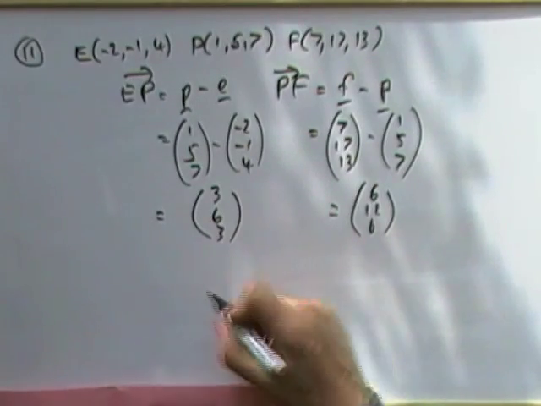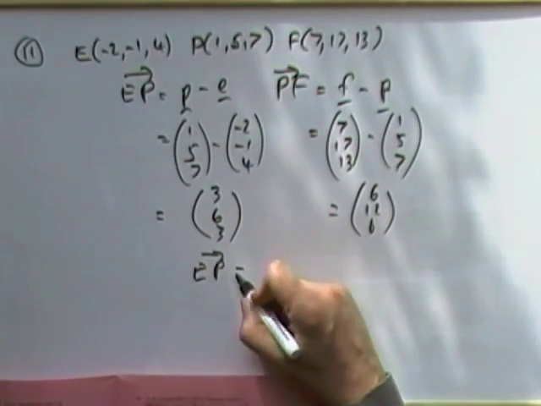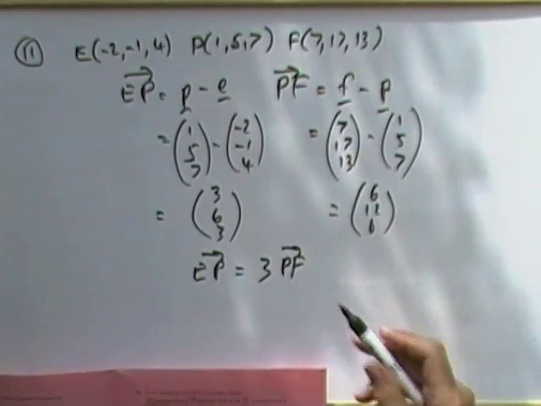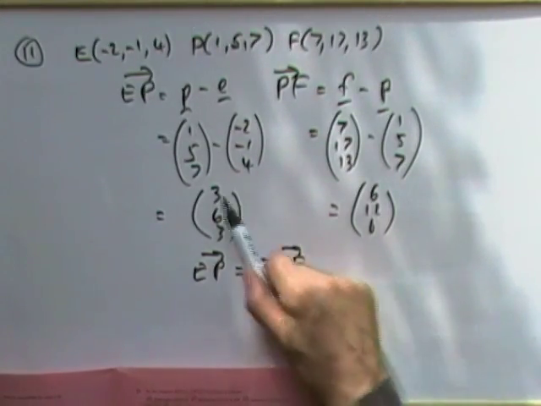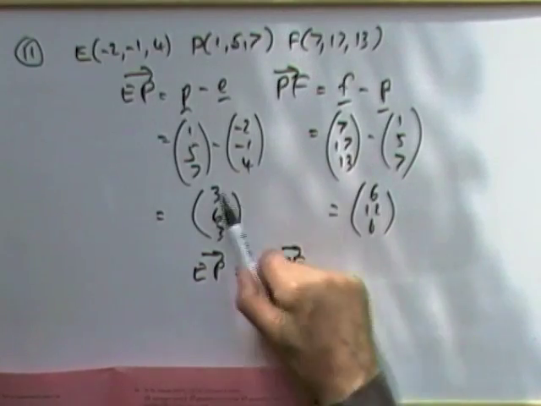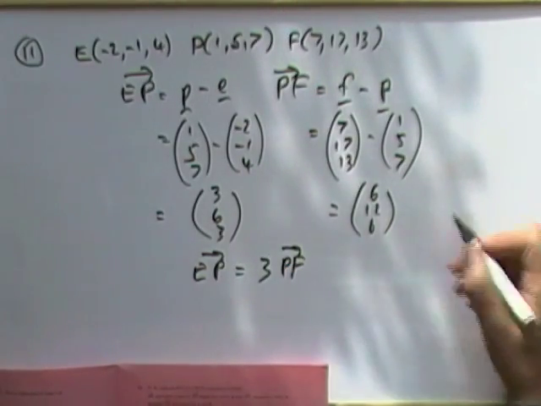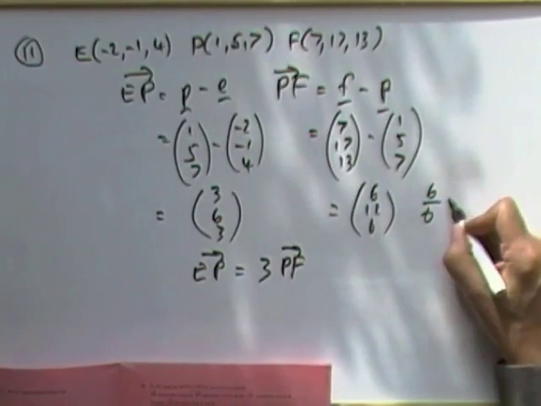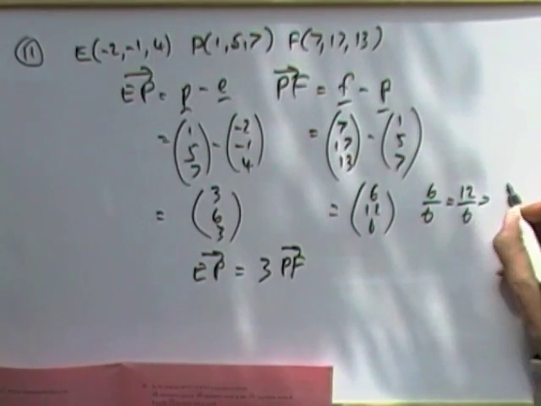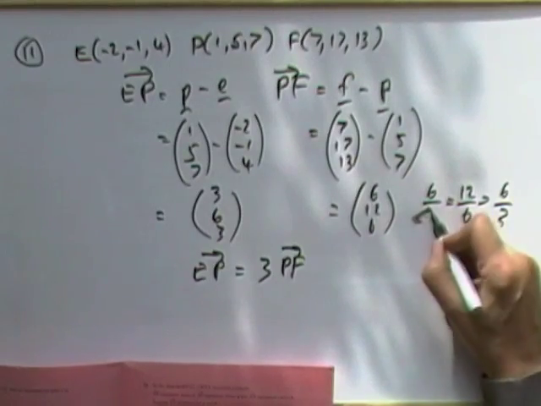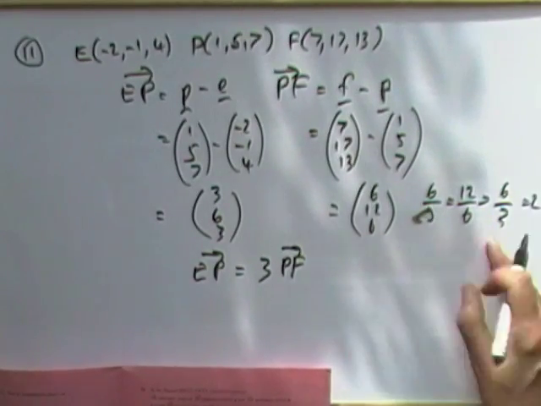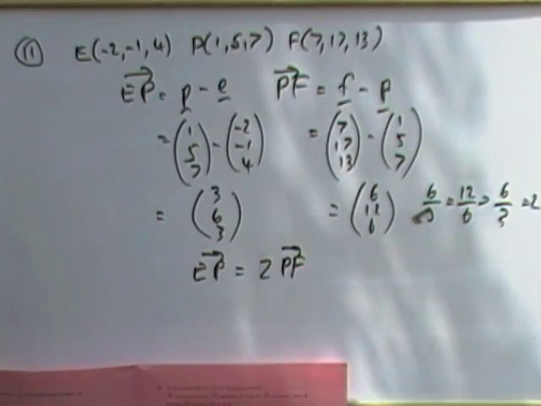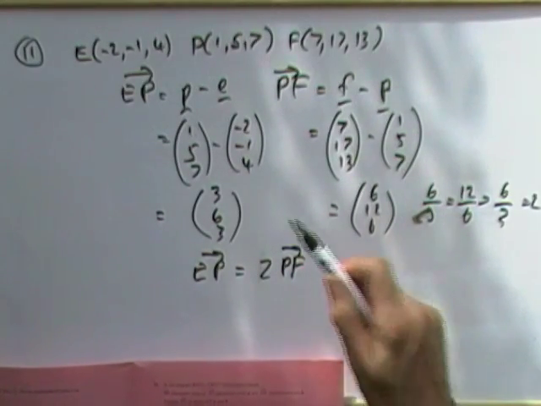And then you'd go through the process. You would say EP is equal to 3 times PF. And you know that because for it to be a multiple, the individual components must all be the same multiple of each other. You would demonstrate that, for instance, by saying, well, if I divide them, 6 over 3 is the same as 12 over 6, is the same as 6 over 3 again, which equals 2. And then your statement would follow from that. So that EP equals 2 times PF. If you were trying to prove they were collinear.